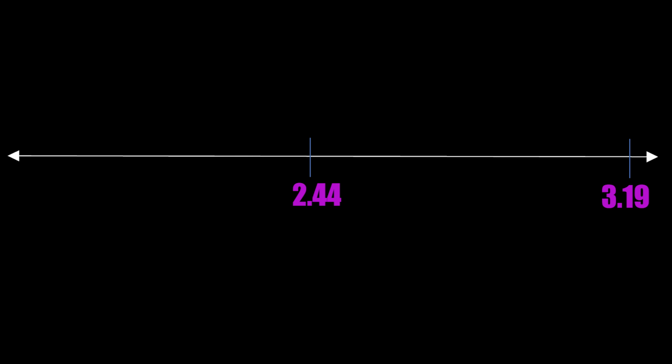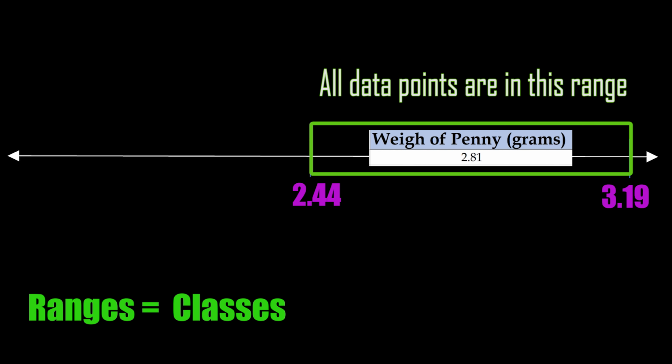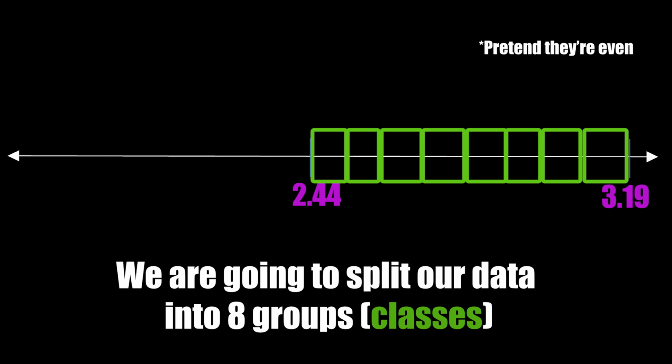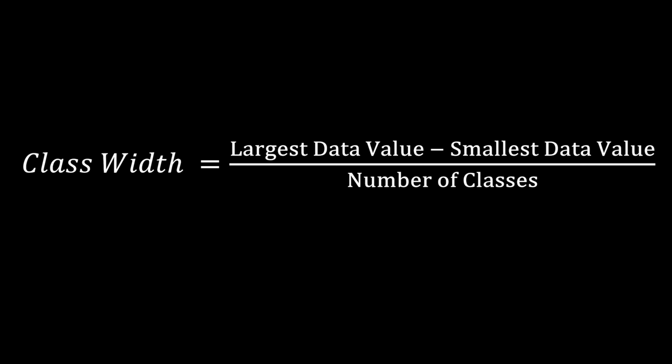The first thing you want to do is think about how many different ranges you want. Instead of calling them ranges, let's call them classes. So there can be any number of classes, 2, 5, 10, however many you want. For this example, let's create 8 different classes. Now what we want to know is the spread of each class. We call this the class width. To find this, we take the largest data value and the lowest data value, subtract them, and divide by the number of classes we want, which is 8.